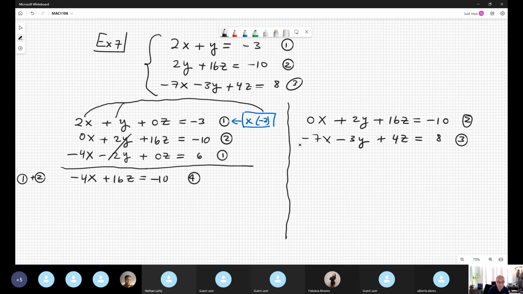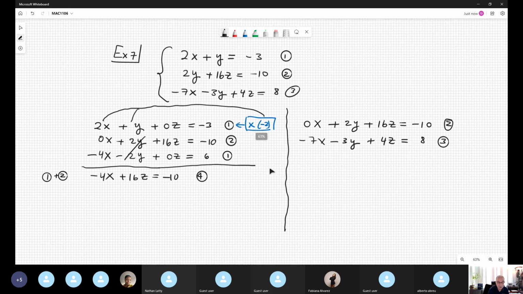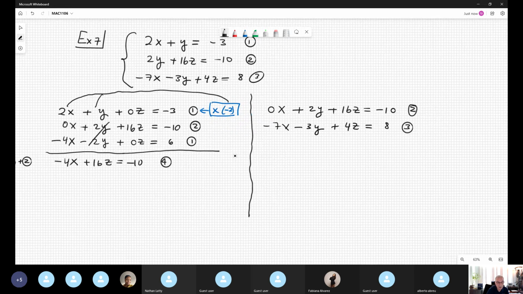Okay, so remember, important: if I eliminate y in the first couple, you have to eliminate y in the second. Mandatory. To do this, I multiply equation 2 by positive 3, and equation 3 by 2.